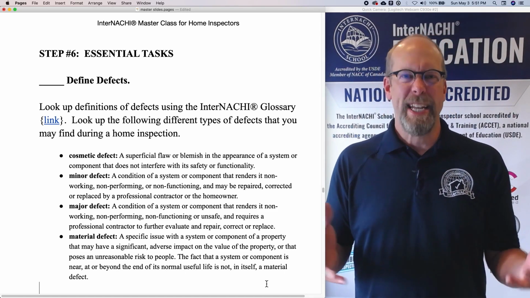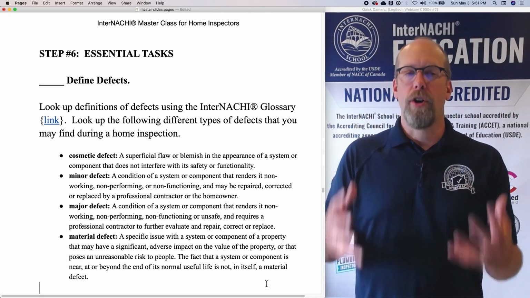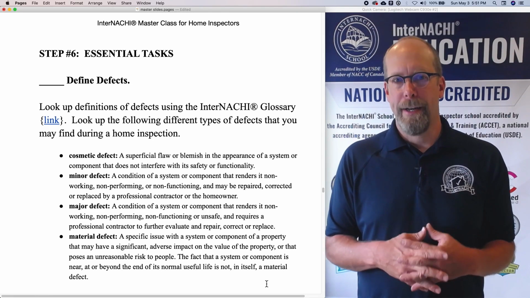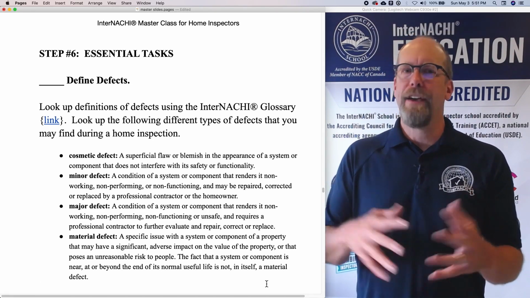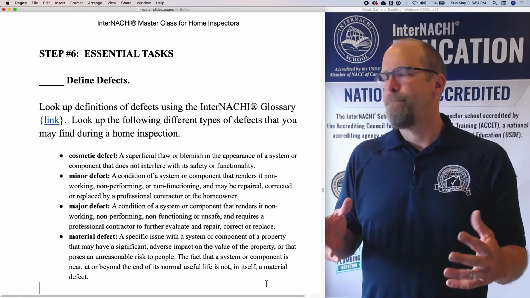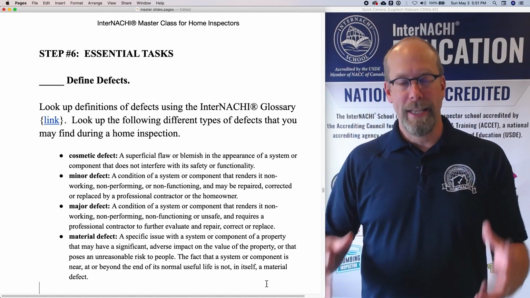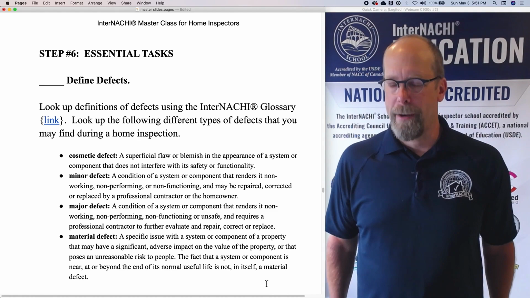It's a maintenance issue. A major defect is something that's wrong and we need a contractor to come out and fix it, because a typical homeowner, the average homeowner, can't fix it themselves. Maybe that would be a hot water tank that is leaking on the floor and needs to be replaced. You need a master plumber for that.